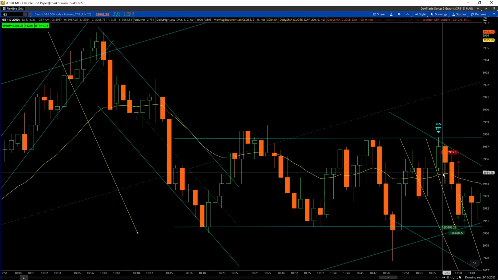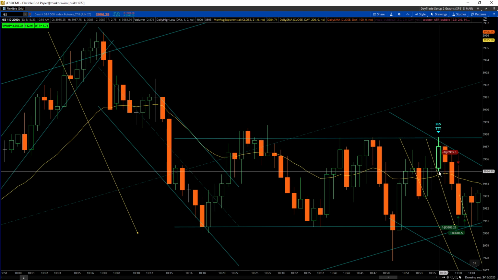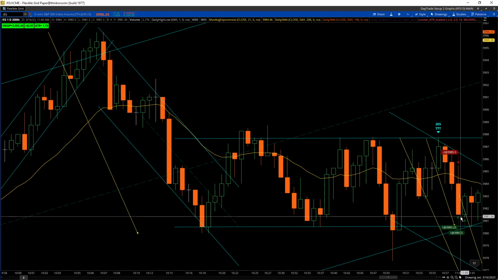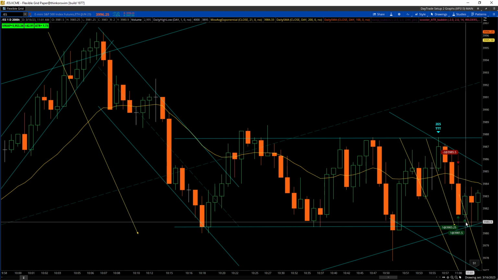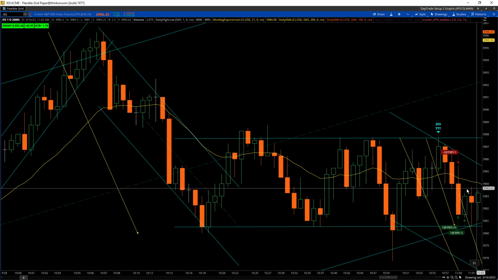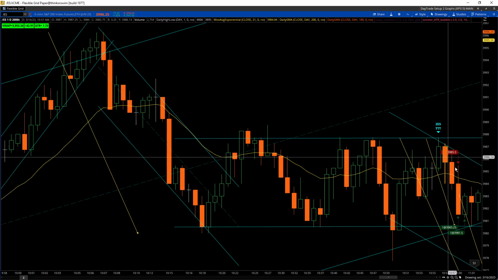So here's my entry, 39.85.50, which is about right here. And then I got taken out down here, and then my runner got stopped out right there. I think I dragged my runner. No, actually, my runner just got 4 points out of it, so that was pretty nice.